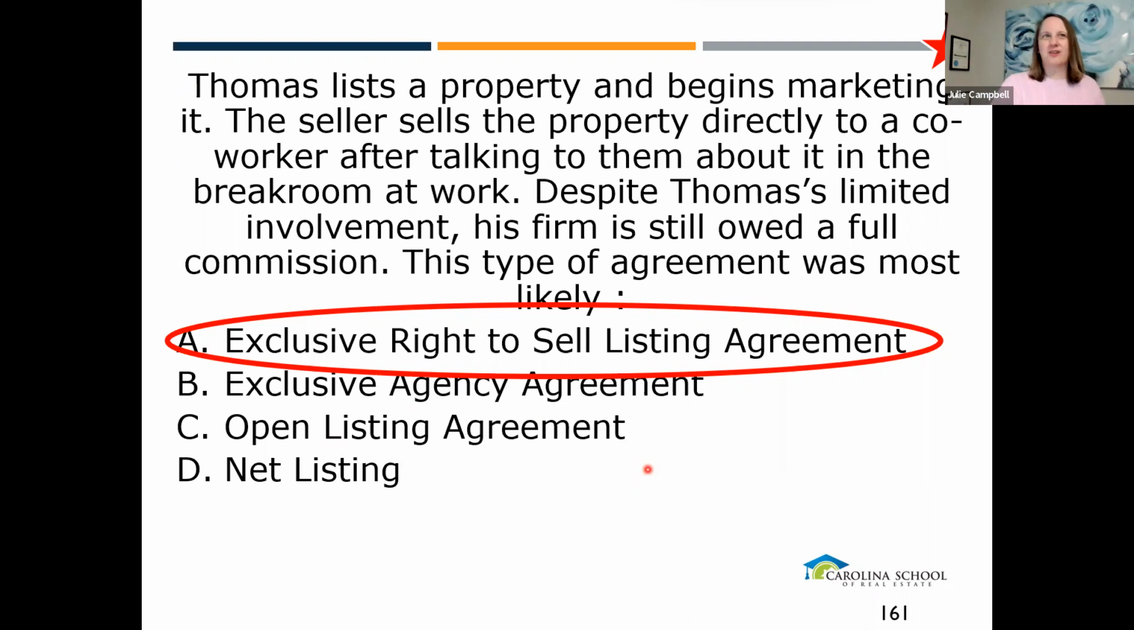Again, sellers don't know this stuff. So if you go to the seller and say, you want to do exclusive agency or exclusive right to sell, the seller's going to say, huh? So that's why we're the ones that kind of drive this a little bit and help educate the sellers as we go. But that right to sell, that's all I've ever seen.